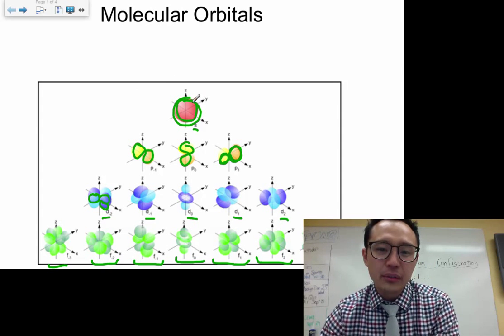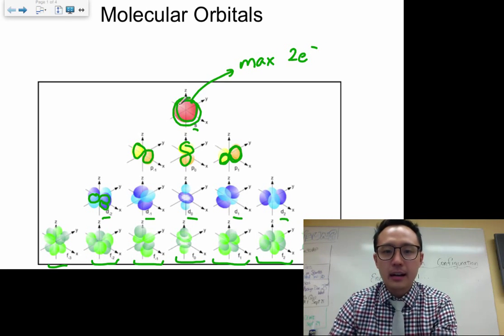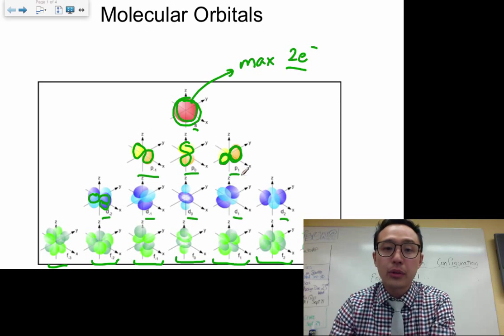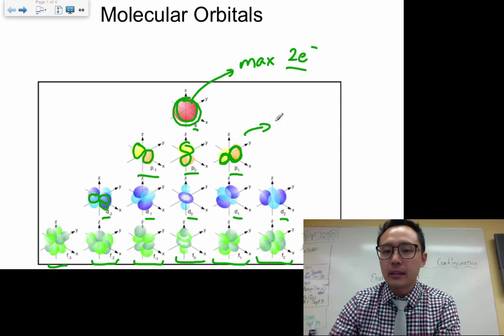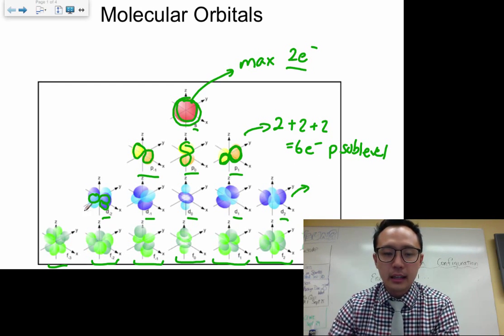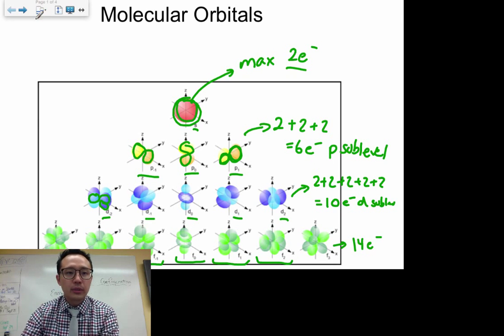One thing to know is that each of these molecular orbitals can hold a maximum of 2 electrons. So the S sublevel only has this shape, so it can only hold 2 electrons. However, in the P sublevel, there are 3 individual orbitals, so that's 2 plus 2 plus 2, giving you 6 electrons. Once we go down to the D, there are 2 in each of them, so that's 2 plus 2 plus 2 plus 2 plus 2, which is 10 electrons in the D sublevel. And for the F sublevel, that's 14 electrons. This makes sense, because if you look across the periodic table, that's how many electrons you have.